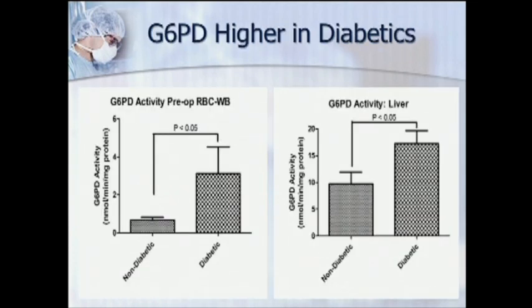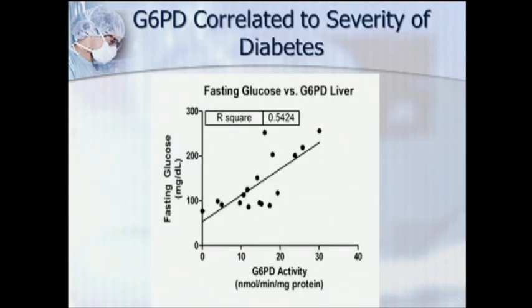Here's what we found. You can see here we have G6PD activity in red blood cells between the non-diabetic and diabetic group, and we found significantly higher G6PD activity in the diabetic group compared to the non-diabetic. During surgery, we took a liver sample, and we also found that the diabetic group had significantly higher G6PD activity compared to the non-diabetic group in the liver as well. We took all of our patients and plotted G6PD activity in the liver against their fasting glucose levels before surgery, and we found that as G6PD activity increases, so does fasting glucose. A nice positive correlation.